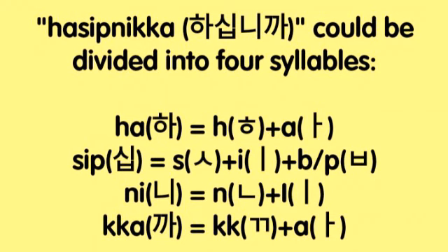Hasipnikka could be divided into four syllables. Ha, sib, ni, ka. Ha is formed from the combination of the hiu and a sound, while sib is formed from the combination of the siot, I, and biop sound. Ni is formed from the combination of niun and I sounds. Lastly, ka is formed from the combination of the double K sound and a. Hasipnikka.